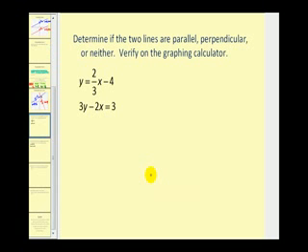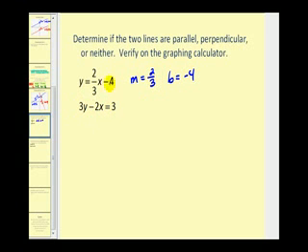Let's take a look at a couple problems where we're given the equation of two lines and we're asked to determine if the lines are parallel, perpendicular, or neither. So the first thing we should notice is that in this first line the slope is equal to 2/3 and the y-intercept is equal to negative 4. Let's solve the second equation for y so we can start by comparing the slopes.